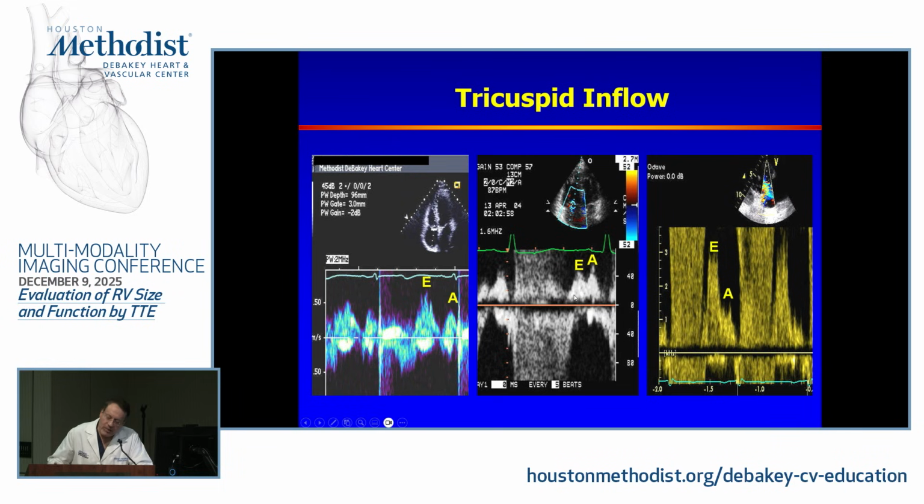Impaired relaxation pattern has been described. Restrictive filling pattern has been described with a very high E to A ratio, short decel time. Short decel time on the right side is usually less than 120 milliseconds. An E to A ratio more than 2 is considered restrictive. Normal, healthy, young individuals can have these values. So we are talking about these values in a dilated, depressed RV.